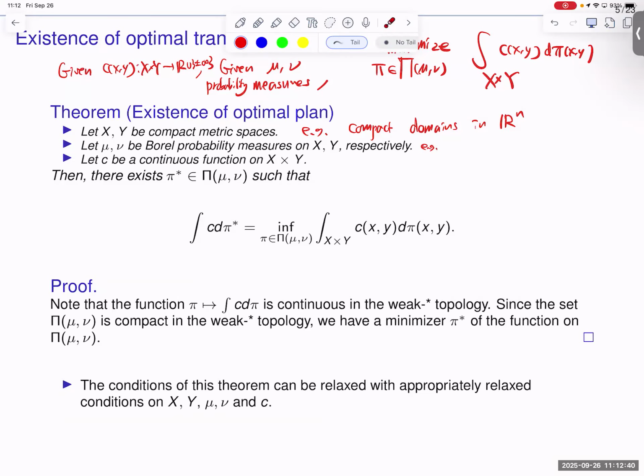Yeah, I have a question. Yes. So here, you said C is a continuous cost function, means that C cannot take infinite values, right? Yeah, at the moment, because it's a compact space. Yeah, so then. Okay, I see. Yeah, thank you. Other question?